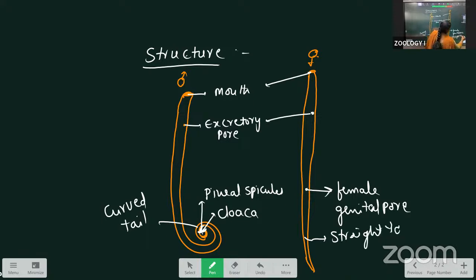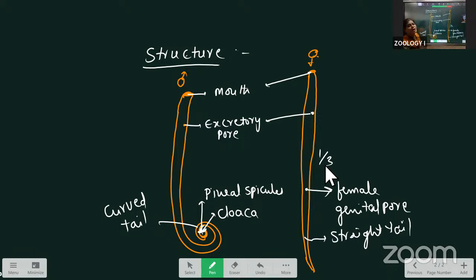The curved tail has the opening, the cloaca. Above the cloaca, penial spicules are present. This is about the structure. The males have a curved tail, and above the tail, the cloaca and penial spicules are present. The females have a straight tail, and at the one-third place the female genital pore is present, and the females are larger than the males.